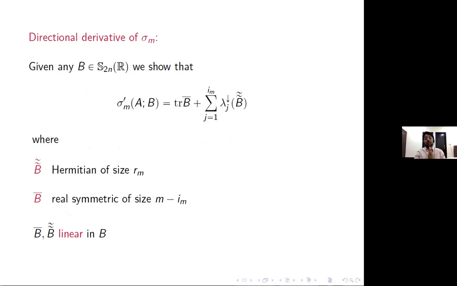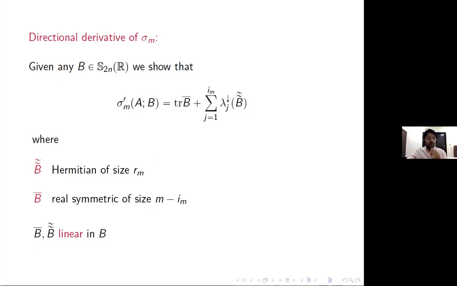The directional derivative of sigma M at A in the direction B is equal to the trace of B bar plus the sum of the first Im largest eigenvalues of the matrix B double tilde, where B double tilde is a Hermitian matrix of size Rm. And this matrix B bar is a real symmetric matrix of size M minus Im. And the maps B bar and B double tilde are linear in B. So this is the expression for the directional derivative of sigma M.